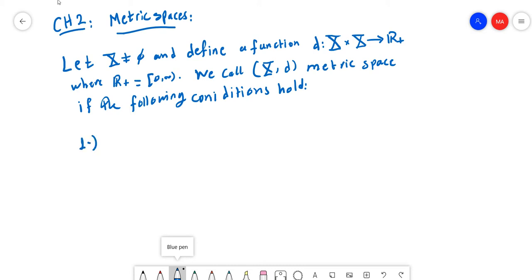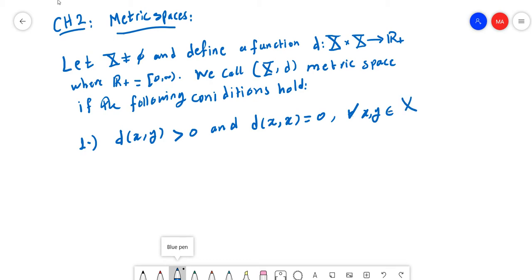The first property is that the distance between any 2 points x and y is always greater than or equal to 0, and the distance between any point x and itself is equal to 0. This is true for all x and y in the non-empty set X.